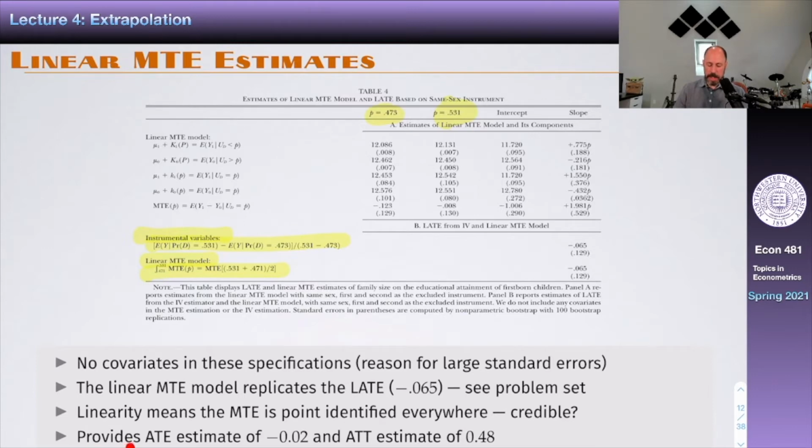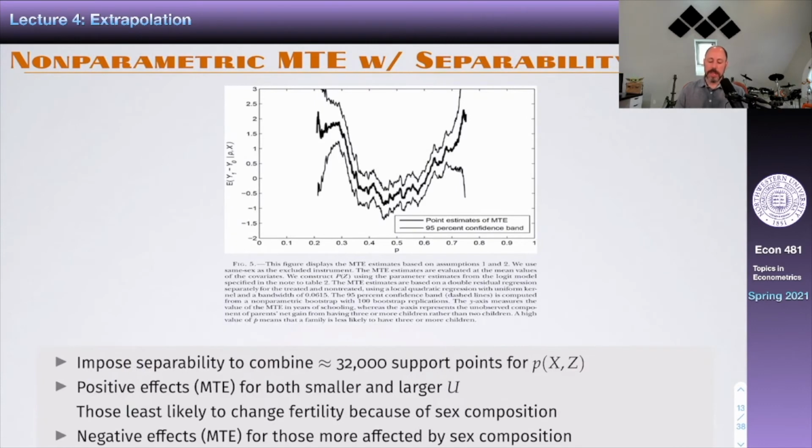And then it provides an average treatment effect of 0.02, which I forgot what it is over here. Perhaps it's not here. And an average treatment on the treated of 0.48, which we don't have much to say about now. So look at this. These are the estimates of a non-parametric marginal treatment effect function with separability imposed. Okay, this is along the lines of the work of Carneiro, Heckman, and Vytlacil that we discussed last class. And you look at the marginal treatment effect function, and it doesn't look constant to start.